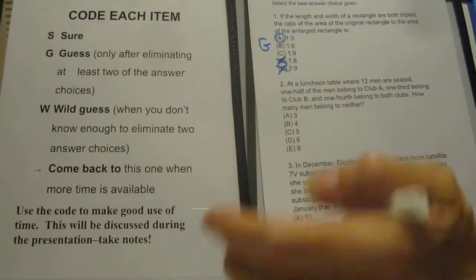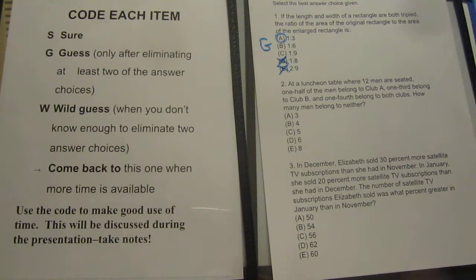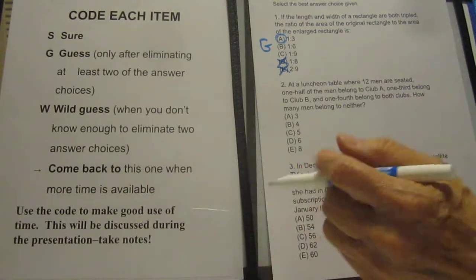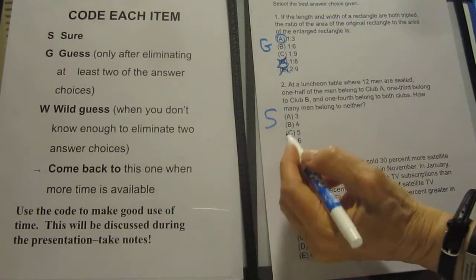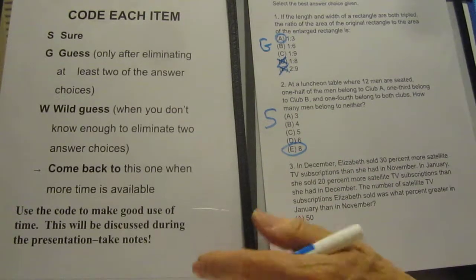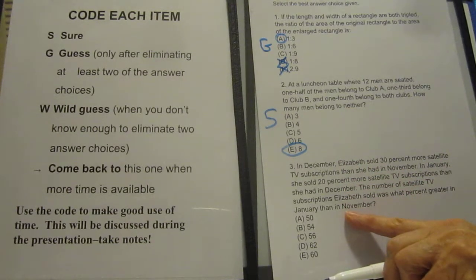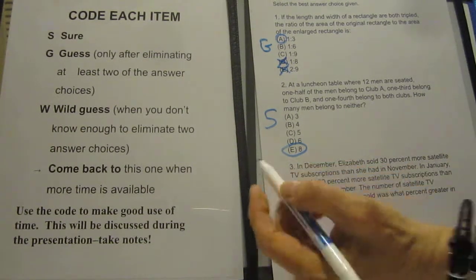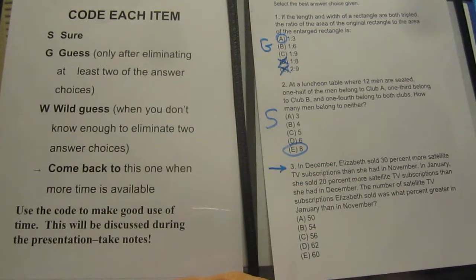Okay? For number 2, let's say that this was one where you used a strategy and you figured it out and you're pretty sure that you know what you're doing. So your answer is a sure, and you mark your answer on the test. I know that's not the right answer, but we'll pretend. Okay, then for number 3, this just looked like so much to read that you just don't want to do it. So you put an arrow here and you're choosing to come back to this item when there's more time available.